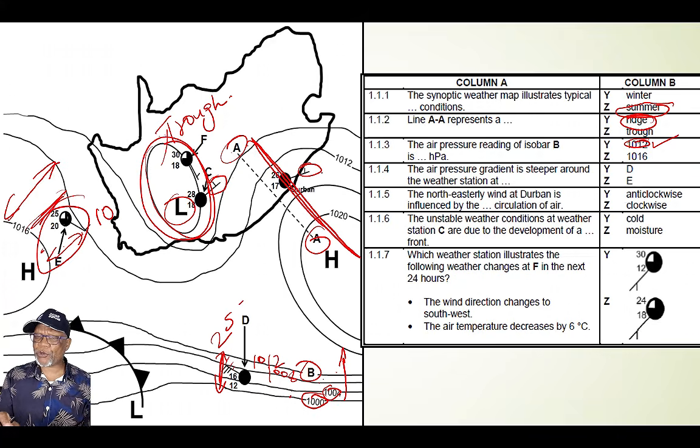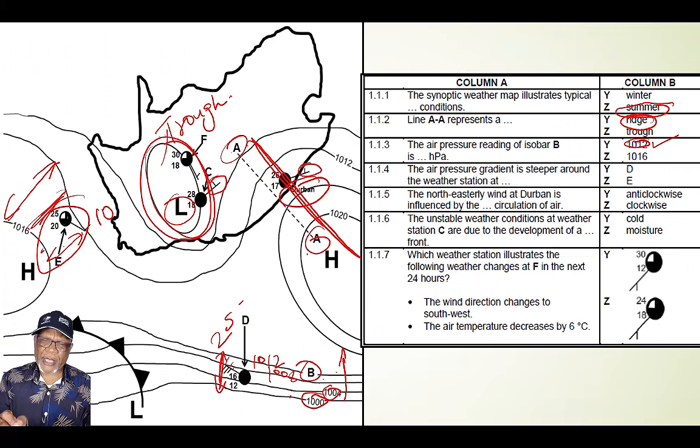Okay, now let's go to the next one. The northeasterly wind at Durban is influenced by the circulation of air. Now let's look at Durban. There is our Durban there. I'm sorry, I put a lot of writing on our Durban here. So it is influenced by anti-clockwise or clockwise.